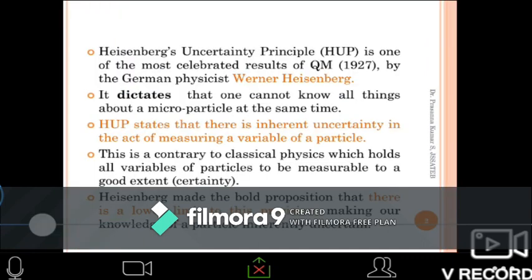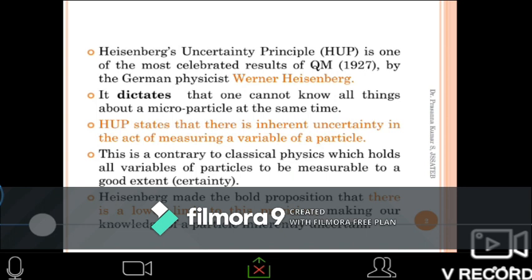Today we will continue through the next topic. It is Heisenberg's uncertainty principle. You are already familiar with, at least you have heard, the definition of the Heisenberg uncertainty principle. This was introduced by Werner Heisenberg in the year 1927. It is one of the most celebrated results of quantum mechanics. He was a German physicist.